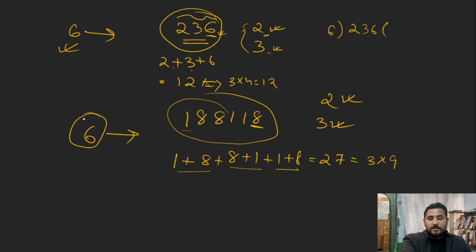Clear? Let's see the divisibility rule of 8, because 7 is a bit lengthy, so let me do it at last. So let's go to the divisibility rule of 8. Remember, for 2 we have to check the last digit, for 4 we have to check the last 2 digits, and for 8 we have to check the last 3 digits.